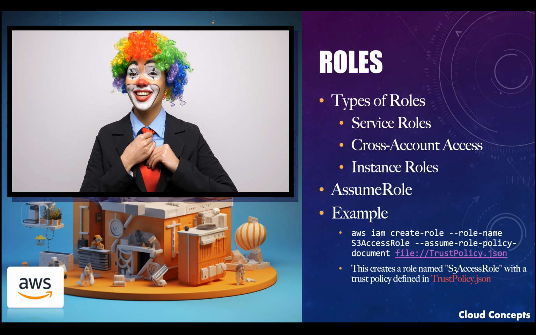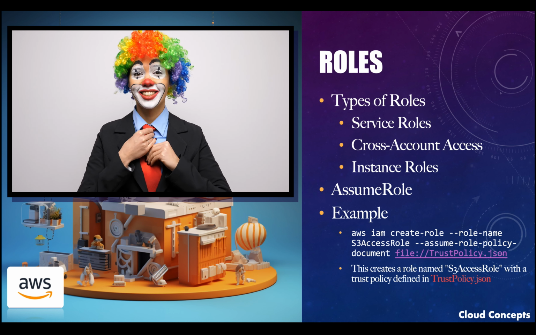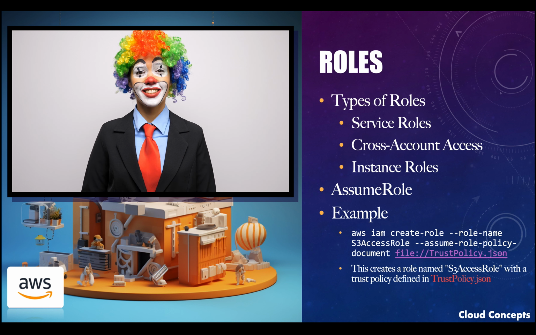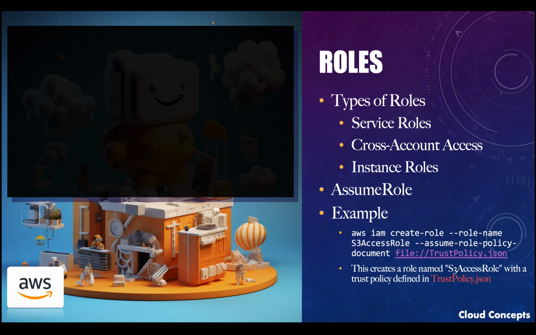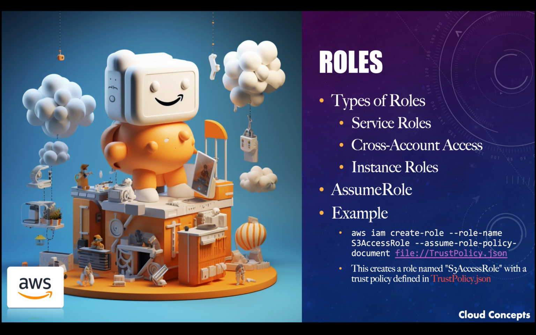So in a nutshell, IAM roles are flexible temporary passes for doing specific tasks in AWS. They come in different types for different needs, and assuming a role is like temporarily stepping into someone else's shoes to get stuff done. The example command shows how our previously created role can assume into another policy document.